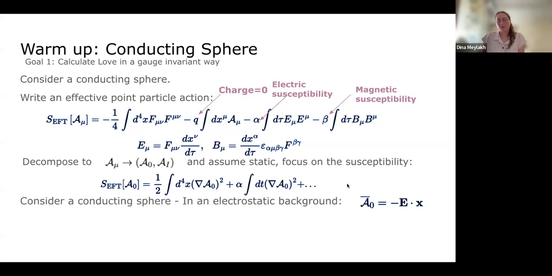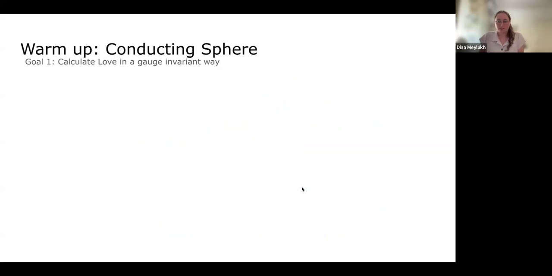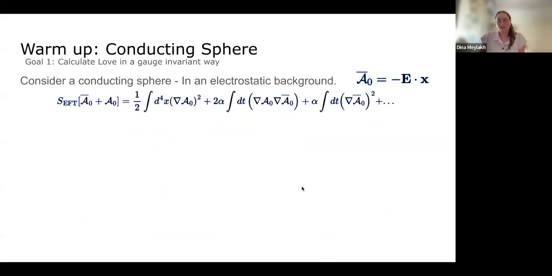And now we put the conducting sphere inside an electrostatic background. So the background is going to be symbolized with a bar, and it's just a constant electric field times some coordinate x. And we plug this in the effective field theory, and we expand, and we get interaction terms between the field and the background field. Okay, so we have this. So we have an effective action.